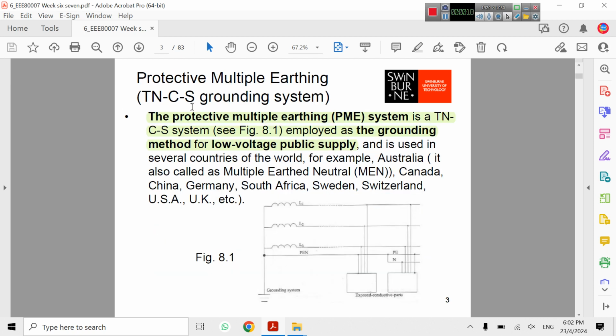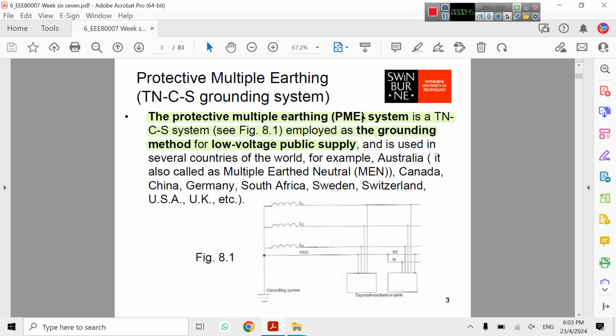Starting with the TN-C-S grounding system, when we have protective multiple earthing or PME. The name is, I think, very clear. Protective multiple earthing in the TN-C system. Usually we don't have local earthing, but here we are talking about what happens to the system if we have local earthing.